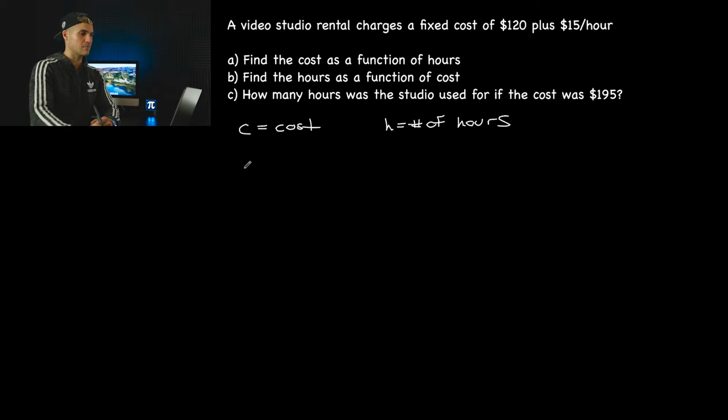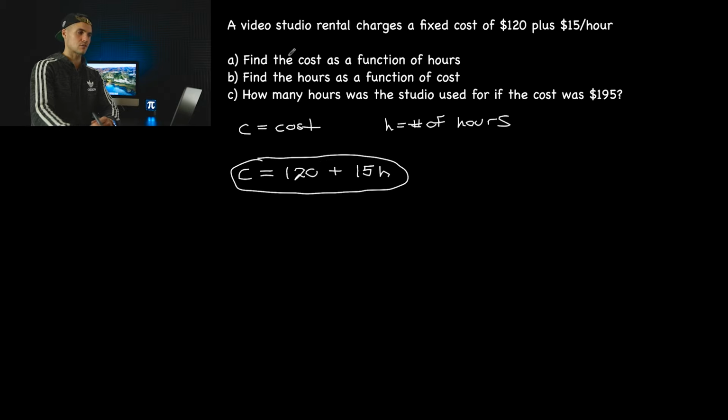So in part A, we need to have the cost as a function of hours. Well, we're definitely getting charged $120 as a base price, and then we're just getting charged $15 per hour, like that. All right, so that right there is basically the answer for part A, 120 plus 15H.